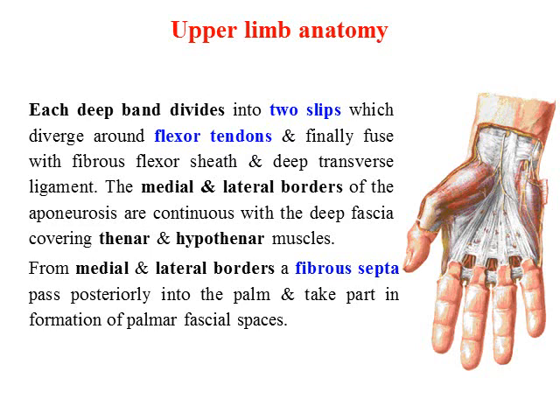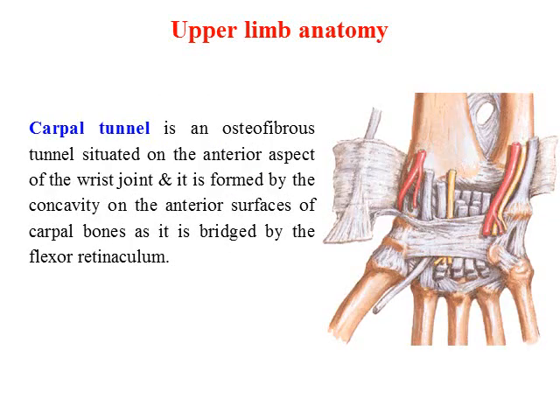Now, the medial and lateral borders of the aponeurosis are continuous with the deep fascia that covers the thenar and hypothenar muscles. The medial and lateral borders of the aponeurosis send fibrous septa which run posteriorly into the palm and take part in the formation of the palmar fascial spaces.